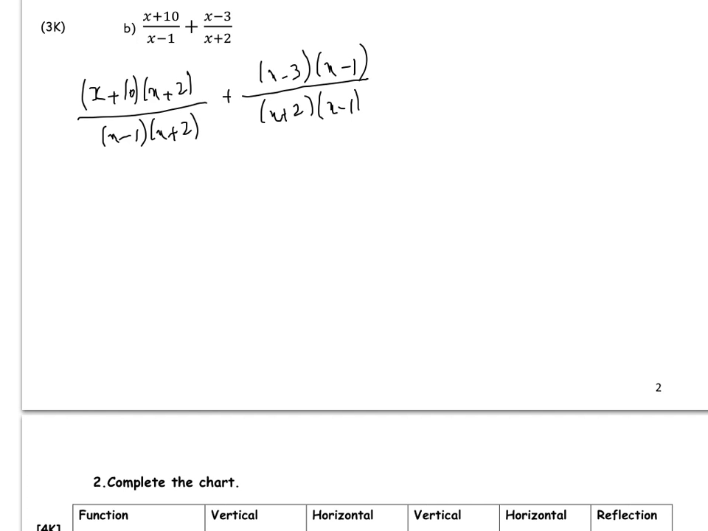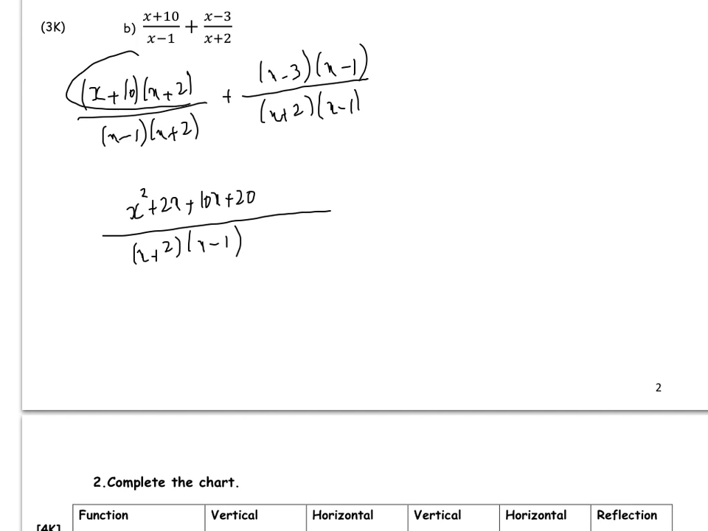Now, if you look at the fractions, you will see that they have the same denominator. So the denominator is going to be x plus 2, x minus 1. And then I'm going to expand the numerator. I get x squared plus 2x plus 10x plus 20 from here, plus x squared minus x minus 3x plus 3 from expanding this one.